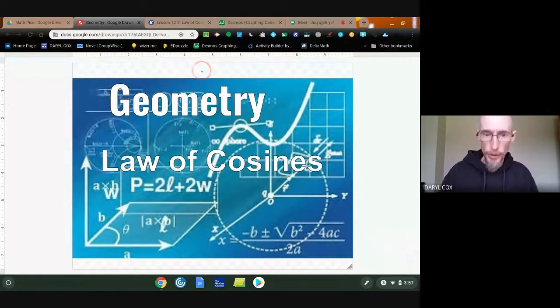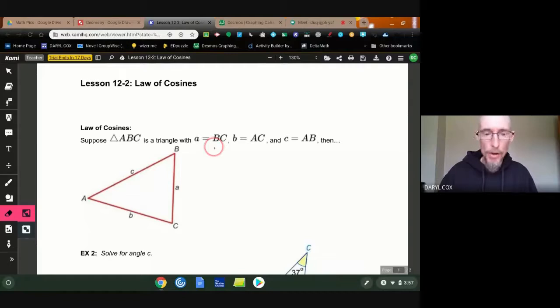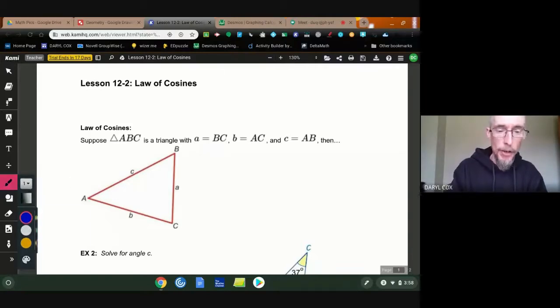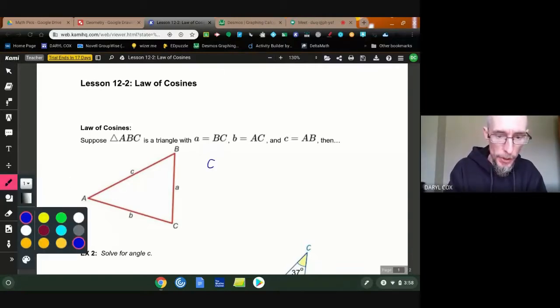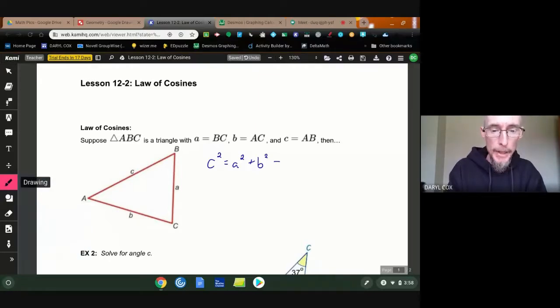So let's take a look at the law of cosines. The law of cosines, again, works when triangles are not right triangles. We're looking at that same triangle that we were looking at yesterday, triangle ABC. What the law of cosines says is a little different. It starts off looking like the Pythagorean theorem: c squared equals a squared plus b squared. But here's where things get a little different. It's got a little added extra piece to it: minus 2ab cosine of angle C. So that's what the law of cosines looks like.